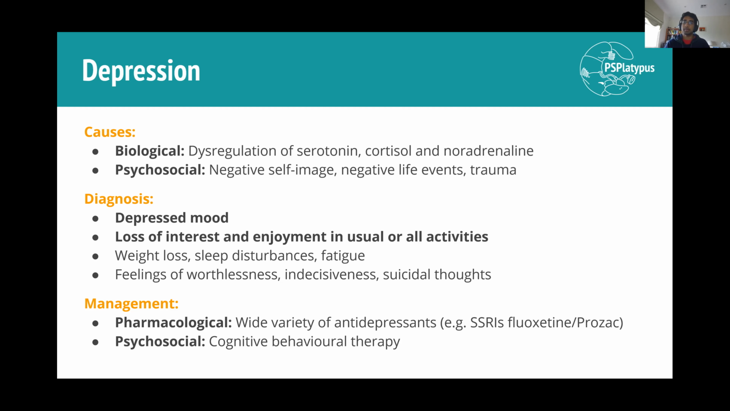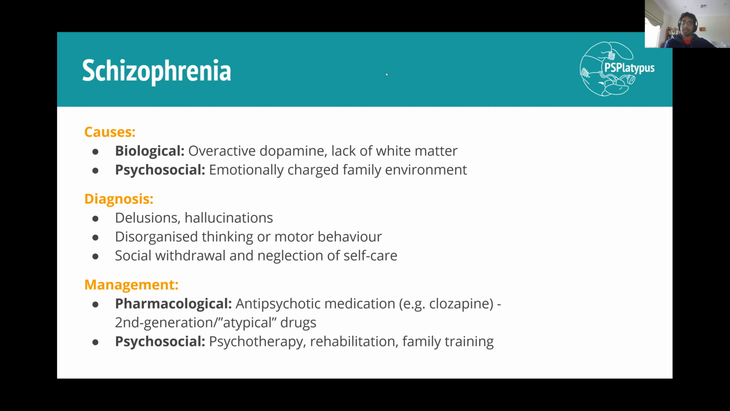In terms of management, we have a lot of antidepressants out there because it's pretty widespread. Probably one of the well-known ones is Prozac, fluoxetine, and that's part of the wider drug class of SSRIs, selective serotonin reuptake inhibitors. So that is dealing with the serotonin dysregulation. Psychosocially, we can do cognitive behavioral therapy, and that ties into that theory of learning and how we can then ameliorate it.